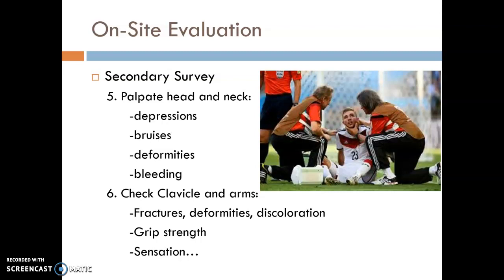Also, in our secondary survey, we are going to start palpating the head and neck. We are looking for specific things like depressions or deformities that could indicate a skull fracture or maybe a facial fracture near the eye or cheekbone. We're also going to look for bruises, deformities, bleeding, anything that could indicate that that athlete has had a traumatic brain injury. Then once we've cleared the head, we want to go down into the clavicle and arms.